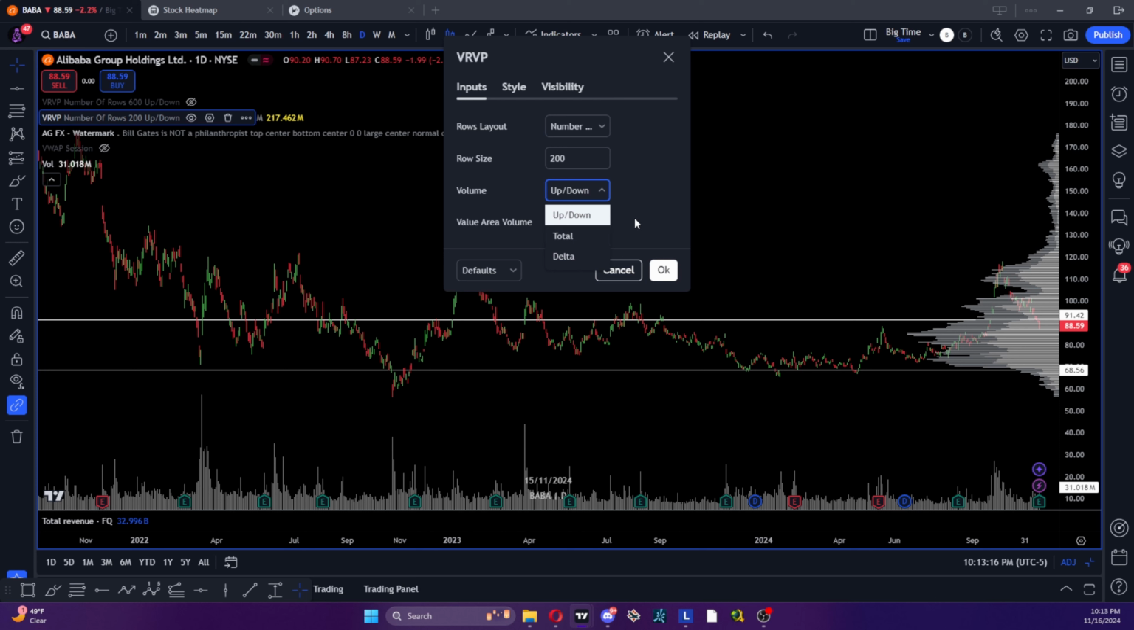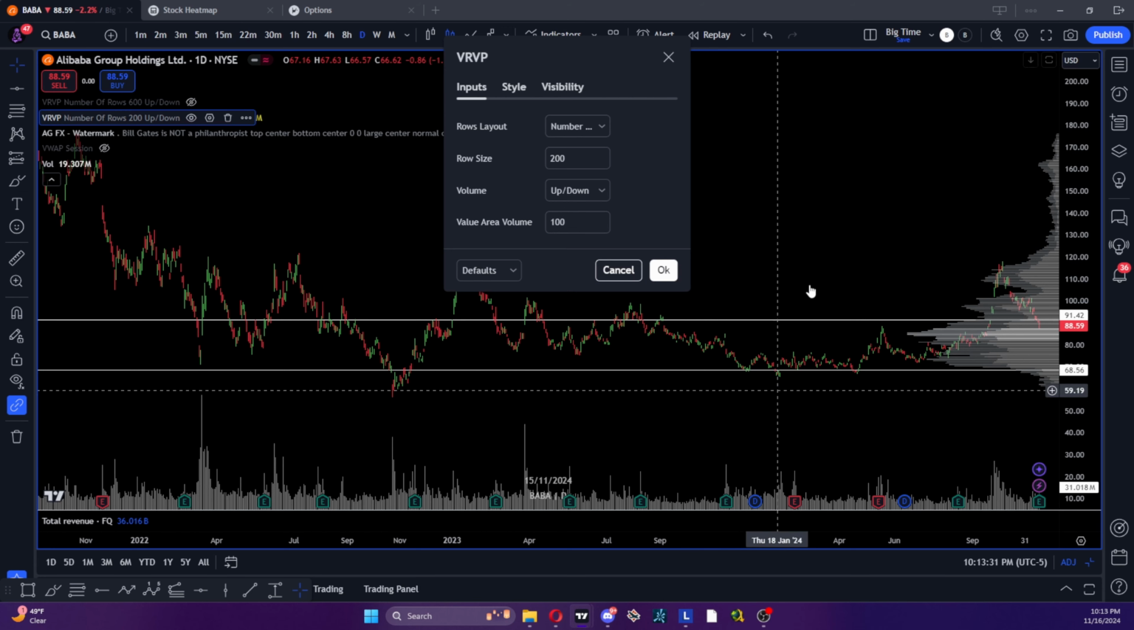You could change it to, wait, what happens if I change this? No, it looks ugly. I just usually have it set to up and down, and then volume area, you could set it to 100. I think it's 15 at default or something like that. It just highlights it if you set it to 100. So, yeah.